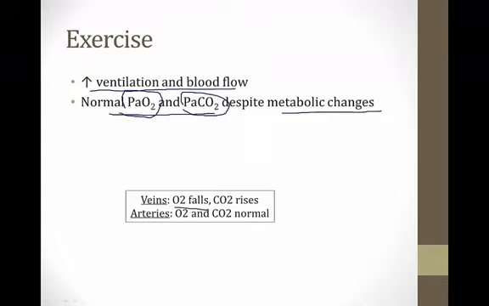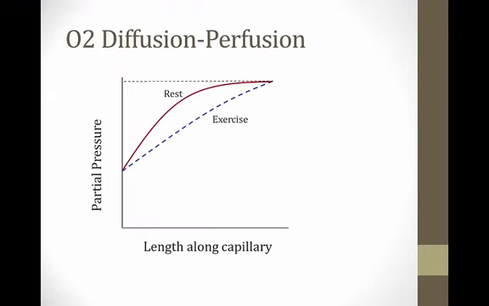In the veins, the O2 level falls and the CO2 rises. That's a consequence of extra metabolism. In the arteries, the O2 and CO2 levels stay normal. You will on occasion see patients with cardiac disease or pulmonary disease who have their oxygen level fall when they exert themselves. This is abnormal, and this is not just a consequence of the exercise itself. It's because their heart and lungs are not healthy enough to meet the demands required of their body when they exercise.